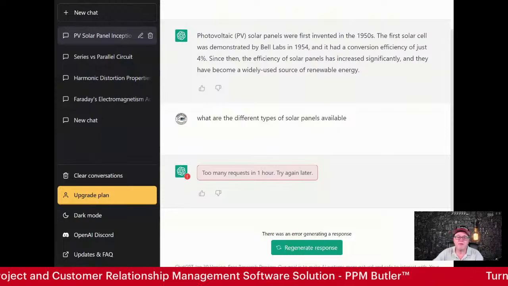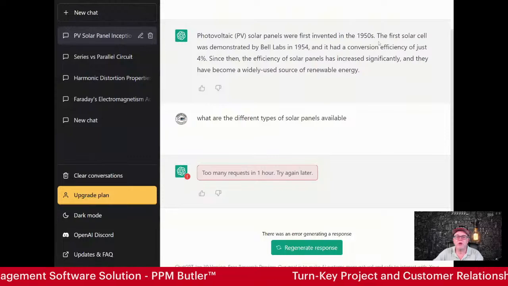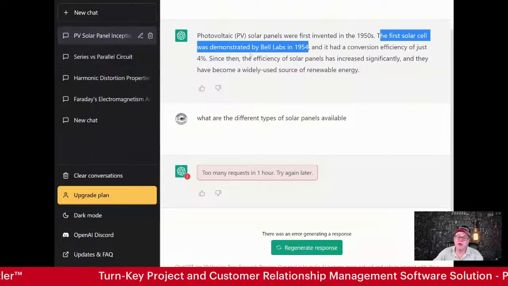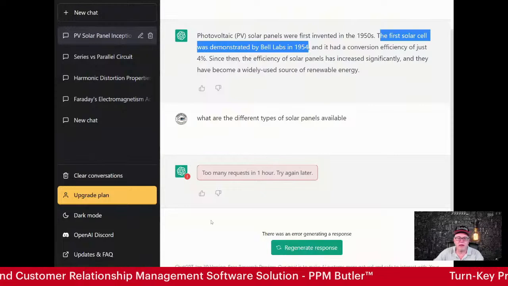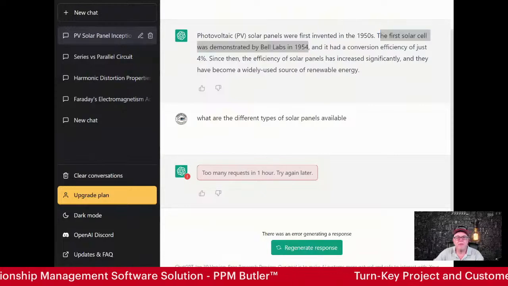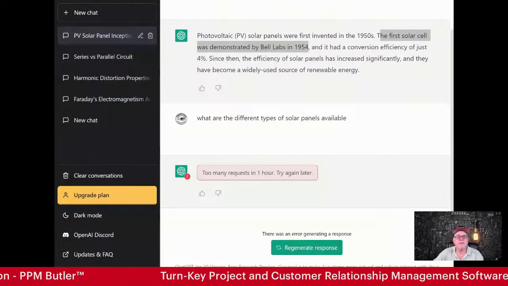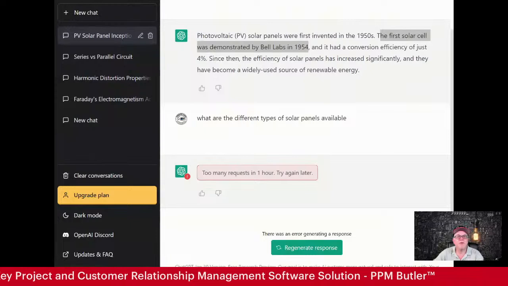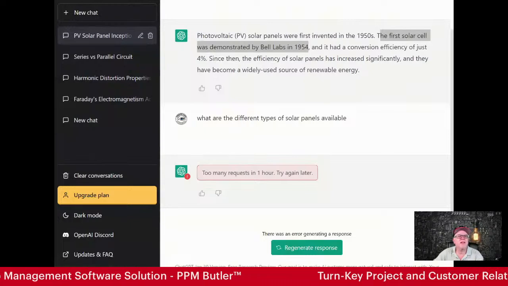Now, Michael says it's 1883. Okay. Well, I can't do a follow-up. But it says the first solar cell was demonstrated in 1954. So I don't know if it was, mating. So again, at the end of the day, that's about the best we're going to get out of it. So anyway, it's not perfect, and I'm trying to see if I can get back to it.